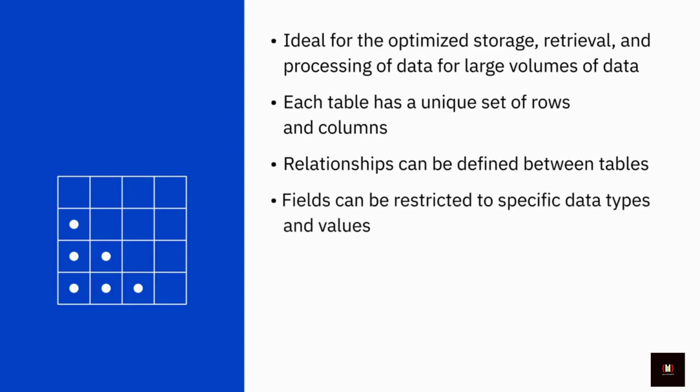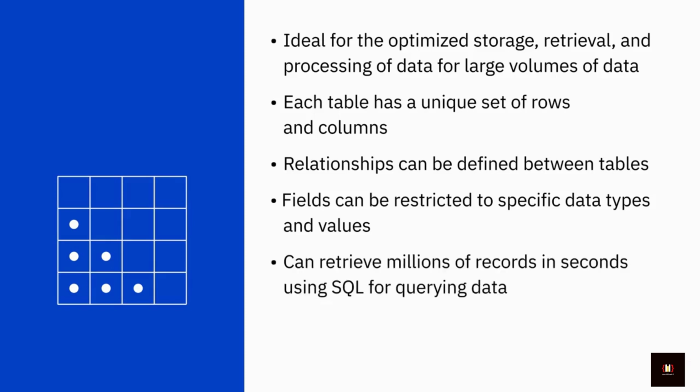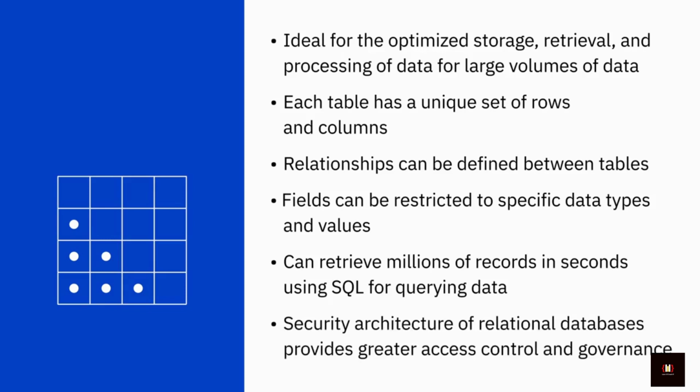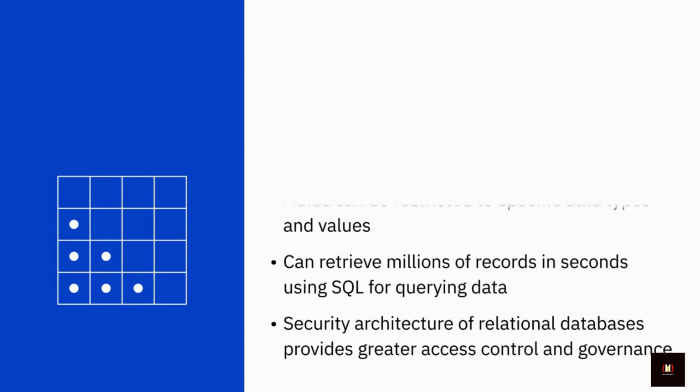Moreover, you can restrict database fields to specific data types and values, which minimizes irregularities and leads to greater consistency and data integrity. Relational databases use SQL for querying data, which gives you the advantage of processing millions of records and retrieving large amounts of data in a matter of seconds. Moreover, the security architecture of relational databases provides controlled access to data and also ensures that the standards and policies for governing data can be enforced.